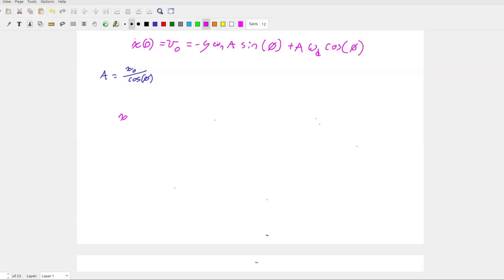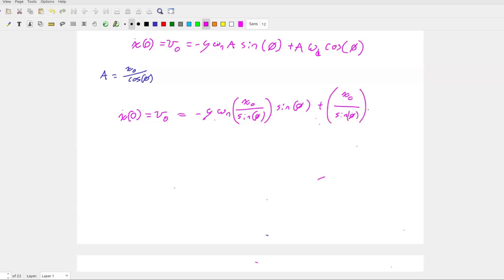I get x dot of 0, which is equal to v naught, is equal to negative zeta omega n of x naught over sine of phi multiplied by sine of phi, plus x naught over sine of phi multiplied by omega d cosine of phi. Now we have our classic sine plus cosine.